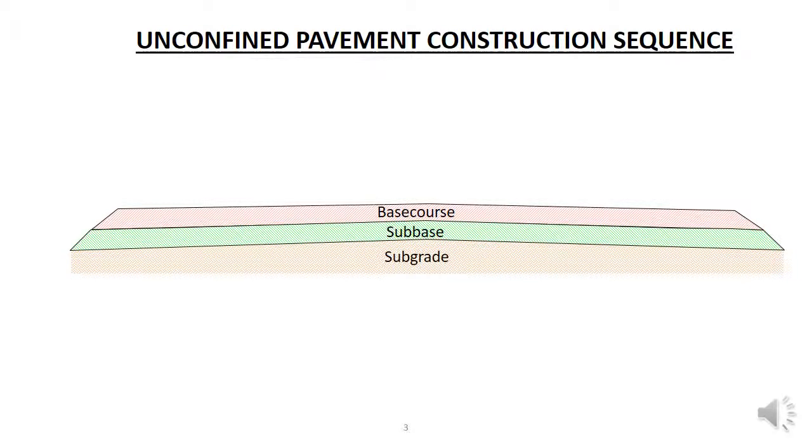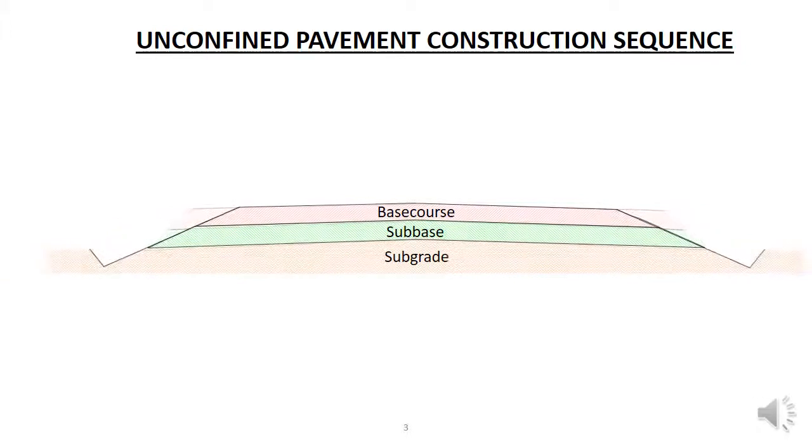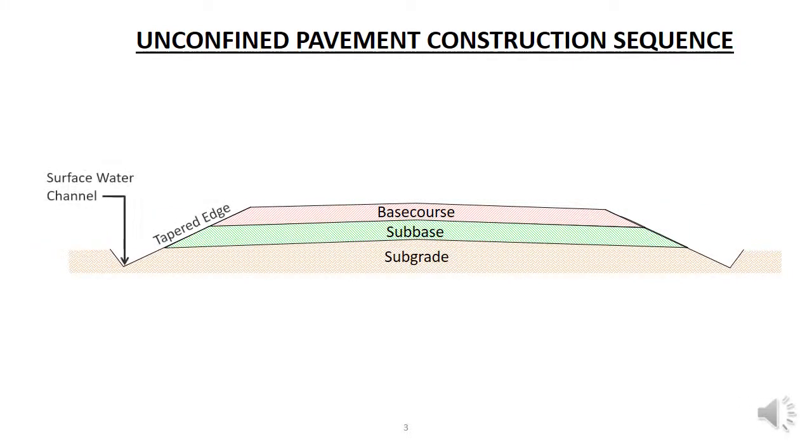So the unconstrained road is overbuilt as shown here. In other words, it's wider than it needs to be. Compactors compact close to the edge, but not close enough to pose a safety threat. The tapered edge is then cut into the compacted material using a grader or an excavator. The uncompacted edge material is removed and reused elsewhere on the road. So the full width of the road is now fully compacted.